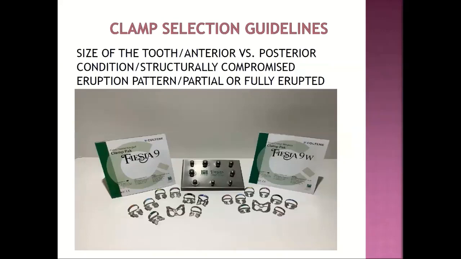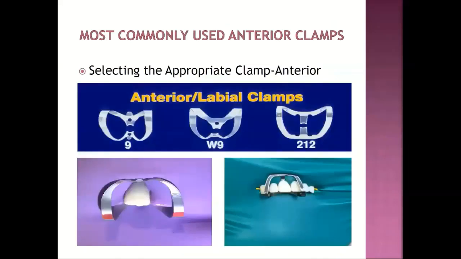When selecting a clamp, one must determine the size of the tooth, its condition, meaning is the tooth structurally sound or compromised, and its eruption pattern, whether it is fully or partially erupted. The most commonly used anterior clamps are the number 9 series and the 212. The number 9 and the W9 are recommended for canines, laterals, and centrals in either the maxillary or mandibular arch. The 212 is a specialty clamp used for restoring class 5 cervical lesions. This clamp is not recommended for use as a single tooth isolation.